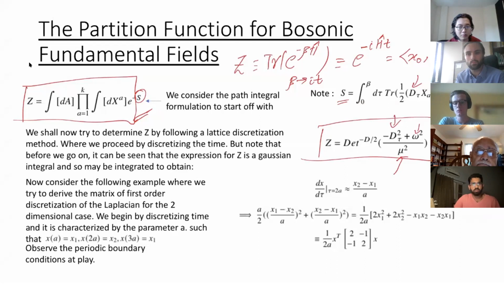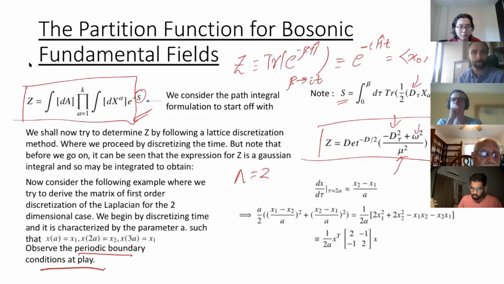Now, there are many ways one can explicitly evaluate this, but here we're going to consider a first order lattice discretization of the Laplacian. So note that we consider capital lambda lattice points, and I will basically do this out just to get a flavor of it for lambda equals 2. So note that we also impose periodic boundary conditions, and so the time is basically now in discretized units as a and 2a.